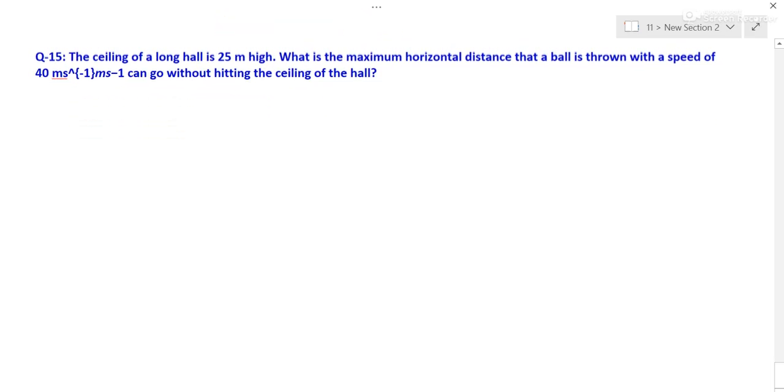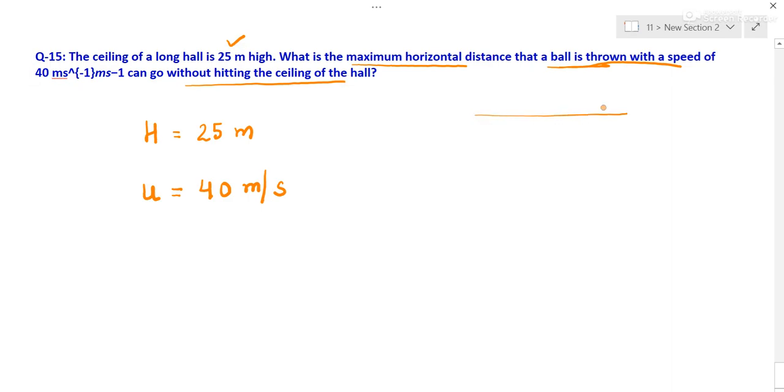Let us see this question. The ceiling of a long hall is 25 meter, so this height is 25 meter, the ceiling, roof. What is the maximum horizontal distance that a ball thrown with a speed of 40 meter per second can go without hitting the ceiling of the hall? So this is the initial velocity of the ball. We are not supposed to hit the ceiling. So how far will it go? They are asking the horizontal range, and they have given the maximum height.